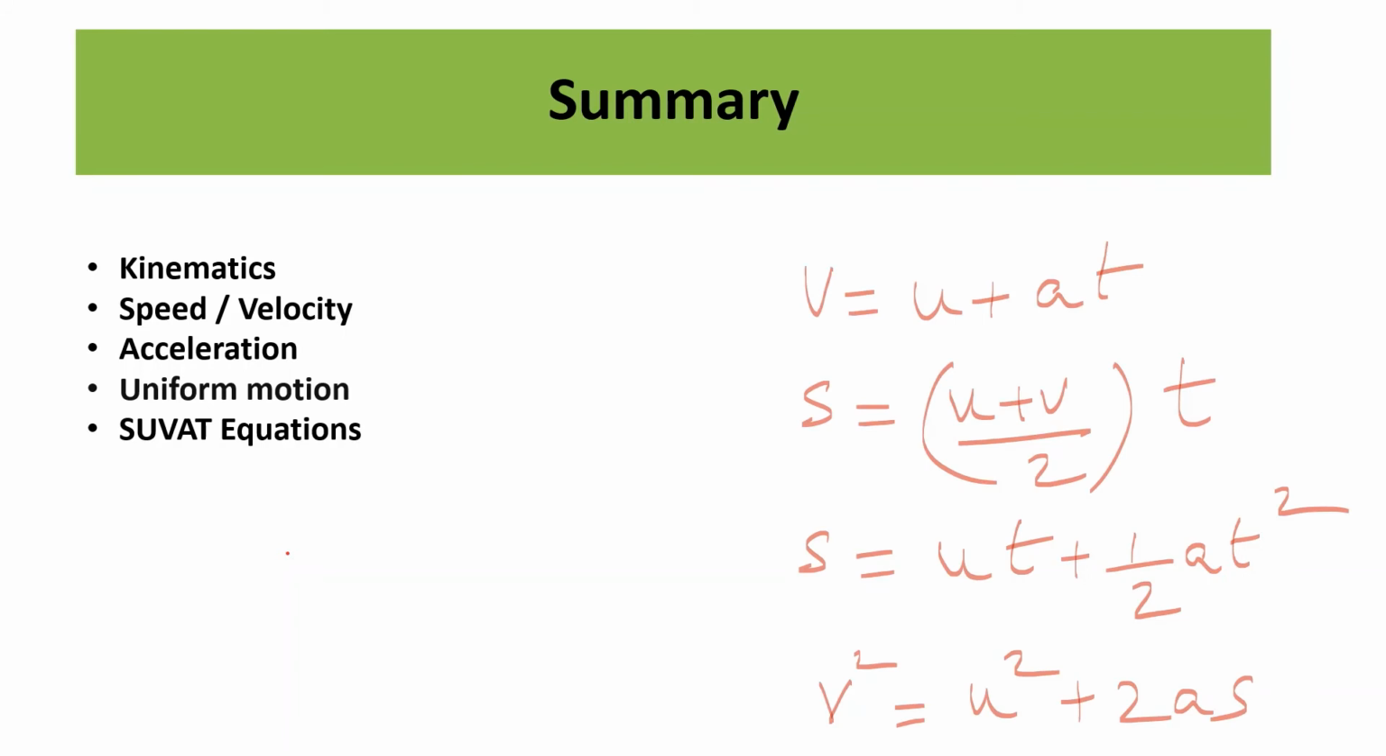The SUVAT equations are v is equal to u plus at, s is equal to (u plus v) by 2 into t, s is equal to ut plus half at squared, v squared is equal to u squared plus 2as.